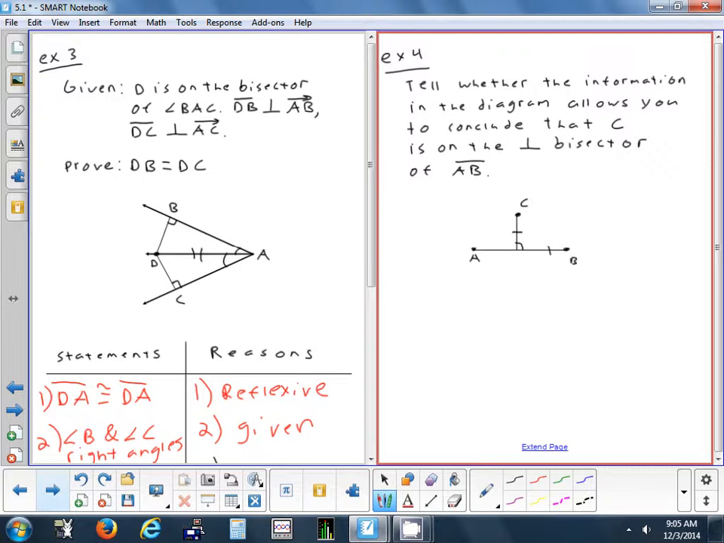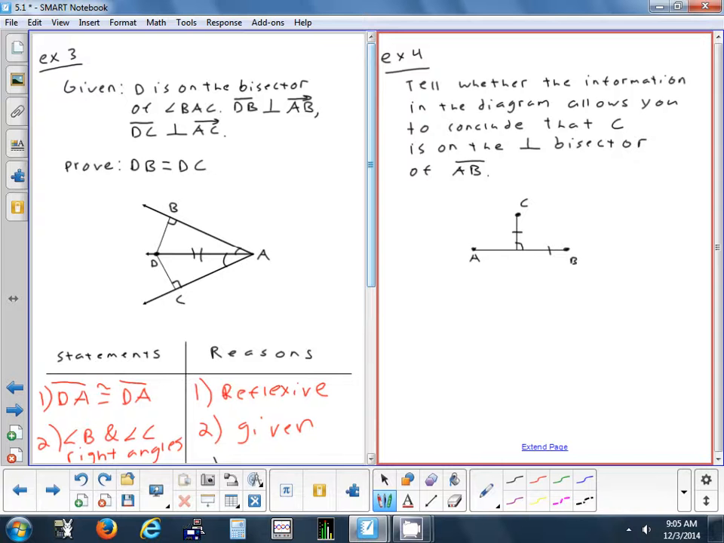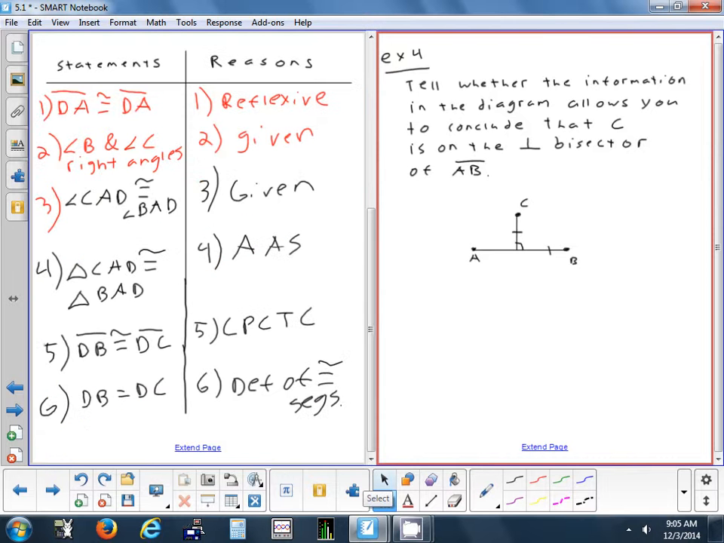Okay, so let's finish up with a few calculation ones and then this one's like a yes-no question. Looking at that diagram, I want you to tell me whether or not you have enough information to prove C is on the perpendicular bisector. Okay, so now be careful. We're kind of switching gears a little bit. We were just talking about angle bisectors before. Now we're going back to perpendicular bisectors.